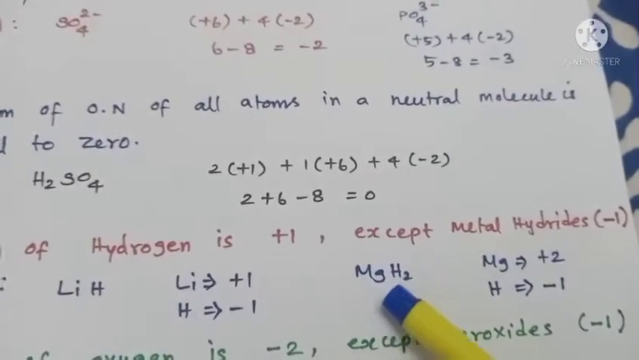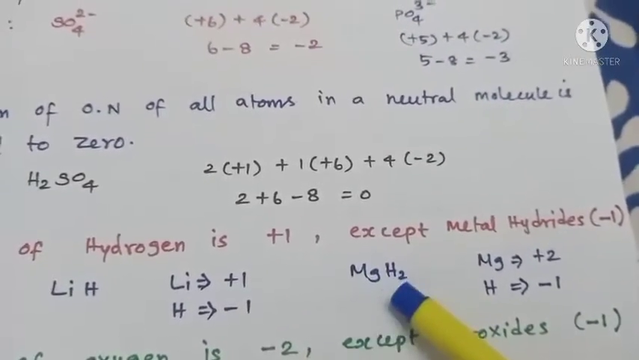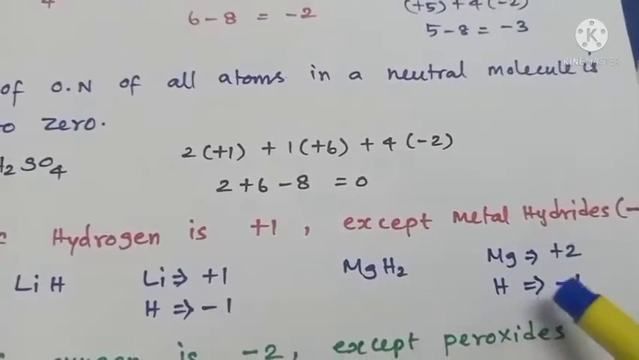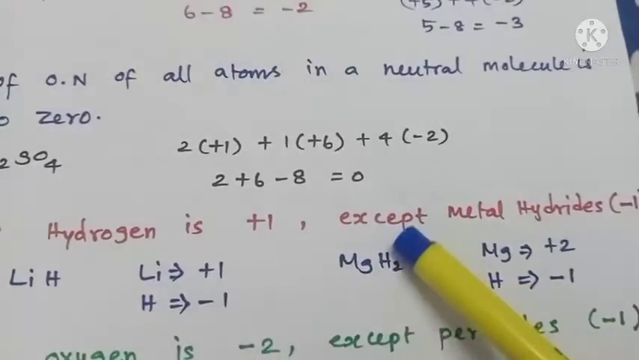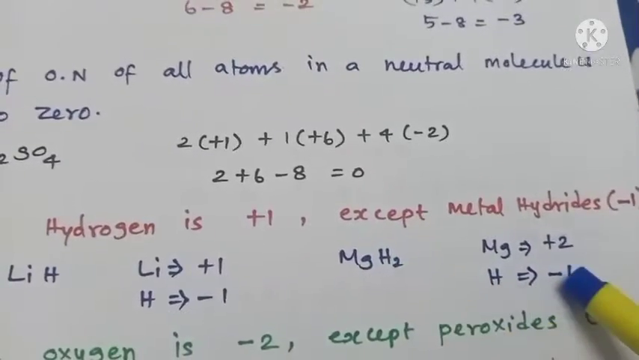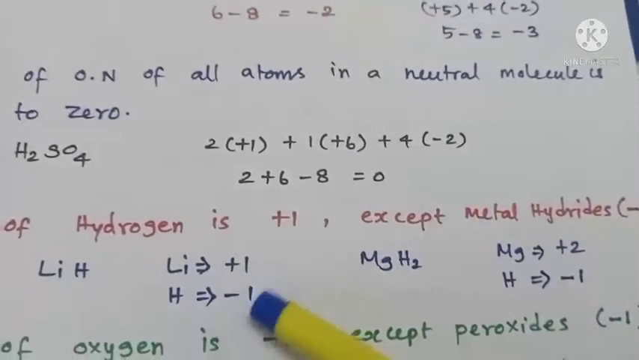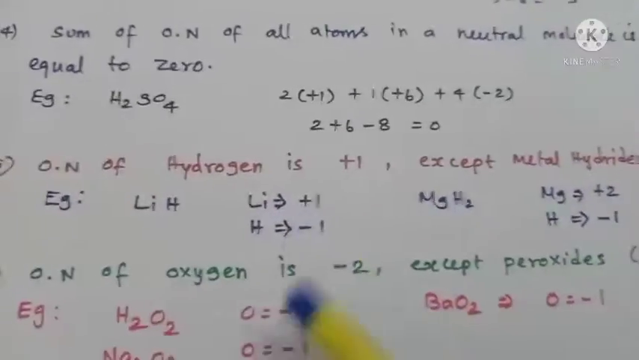This is an alkaline earth metal hydride, MgH2, magnesium hydride. Magnesium oxidation number is +2. For hydrogen, totally -2, so for 2 hydrogens, 1 hydrogen is -1. For both these metal hydrides, that is the reason why hydrogen has a -1 oxidation state.